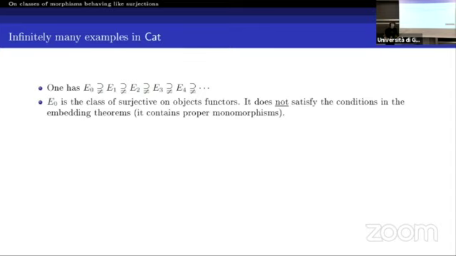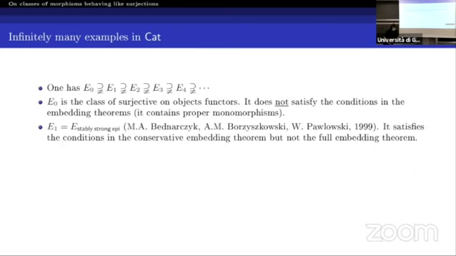So we can easily see that it gives a strictly descending chain of classes. And so what about E0? E0 is just the class of functors which are surjective on objects. And this one does not satisfy the condition in the embedding theorem because you have proper monos in it. E1 is the class of stably strong APs. This is due to Bernardczyk, Borzykowski, and Pawlowski in 1999. And it satisfies the condition for the conservative embedding theorem, but not for the full one.